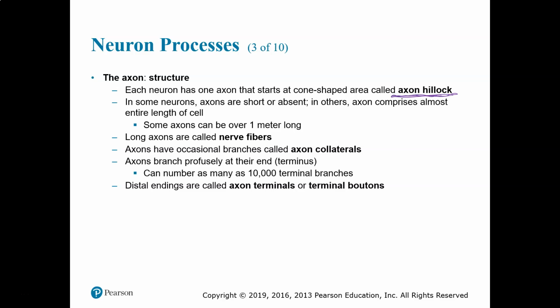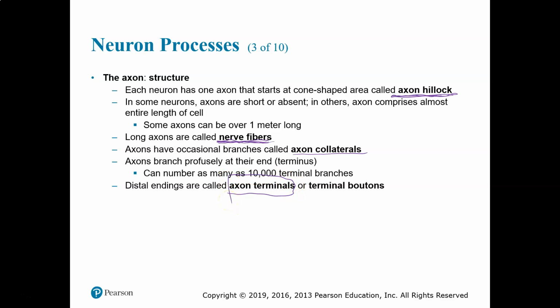Long axons, really long axons, are called nerve fibers, and they bundle together to make up a nerve, like the renal nerve, or the sciatic nerve and the femoral nerve, which are located beginning in your hip down to your ankle area. All right, sometimes axons have branches called axon collaterals. And then axons always branch at the end, and the branches at the ends are called terminal branches. And the ends themselves are called axon terminals.